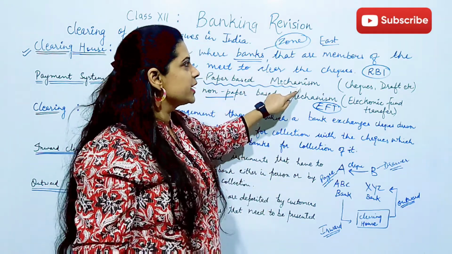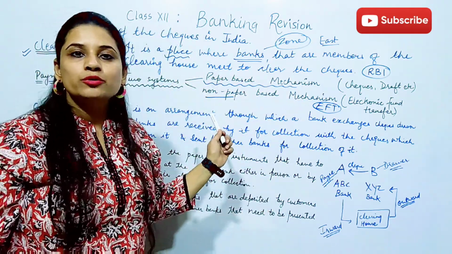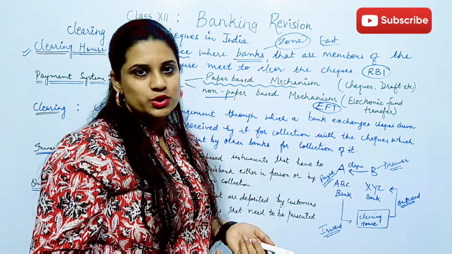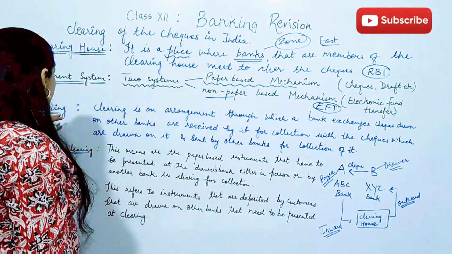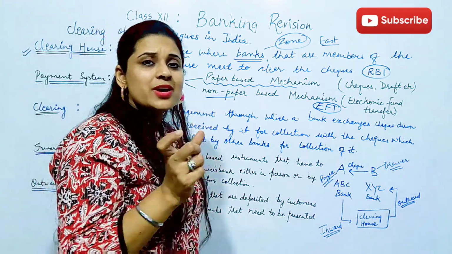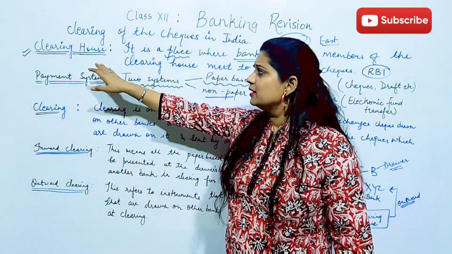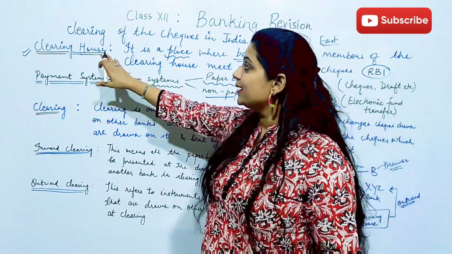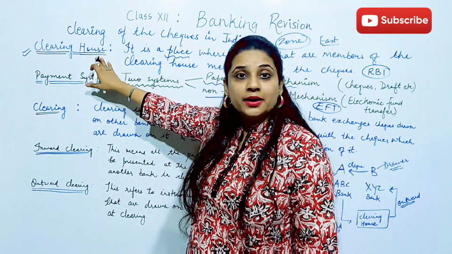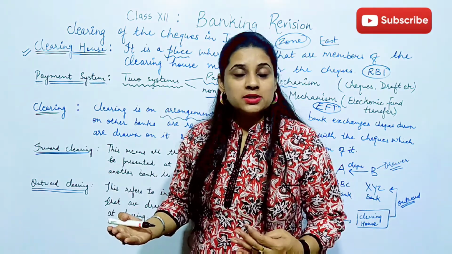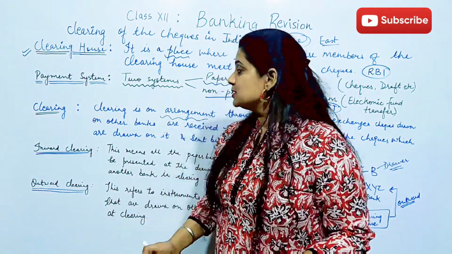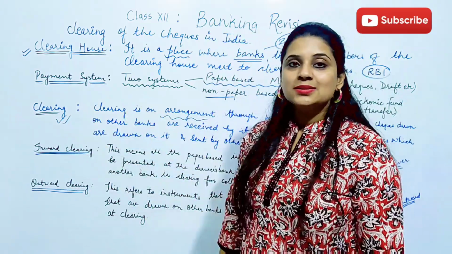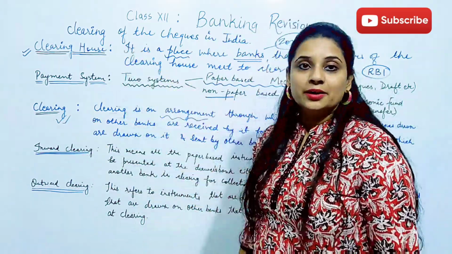But for paper-based mechanism, we do require the support of clearing houses for the exchange of checks and clearing of the checks, right? So then, what is clearing? Why are we taking this term again and again, clearing? That means clearing is an arrangement. The activity that is conducted by the clearing house for clearing of the payments, for clearing of the transactions, this activity is clearing. And who conducts that? This is conducted by the clearing house.